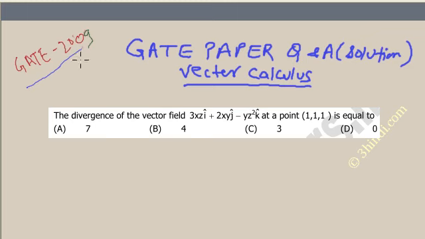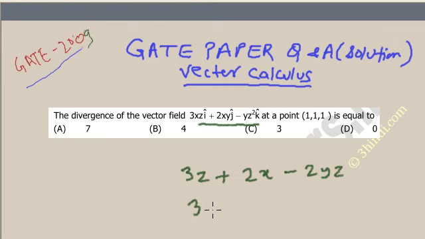Here is a question from GATE 2009, the div of this f. So differentiate with respect to x, you will get 3z, plus differentiate with respect to y, you will get 2x. Differentiate with respect to z, you will get minus 2yz. Now put (1,1,1), you will get 3 plus 2 minus 2, so the answer is 3.